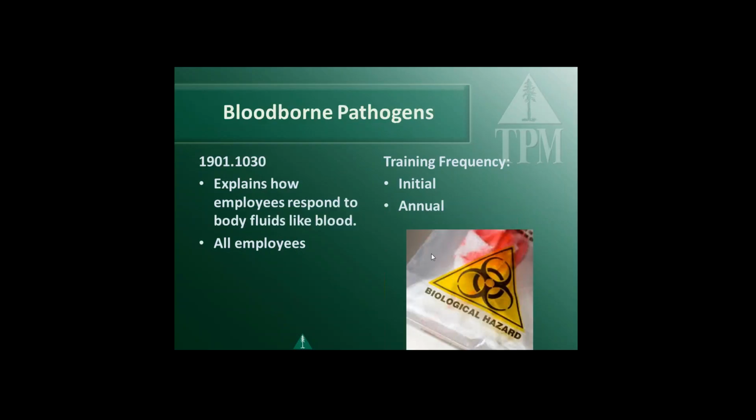The next one that's required, initial and annual training, is bloodborne pathogens. Basically, it just explains to our employees how to deal with body fluids. Even when we work in the office, the risk is there. We could cut ourselves, get blood on something. We could even get a bloody nose, from dry air. It doesn't have to be a big cut.